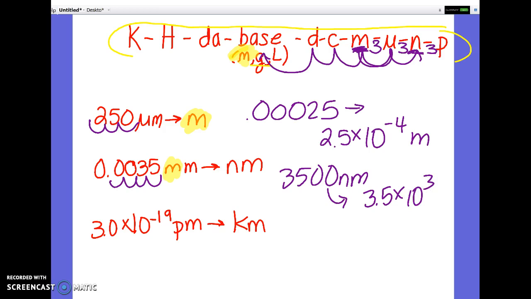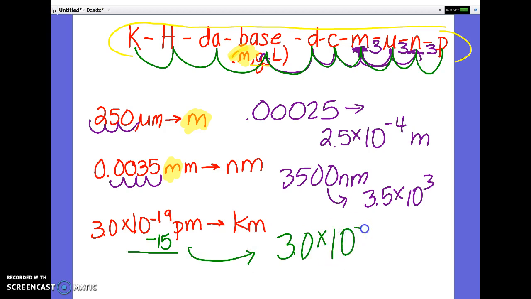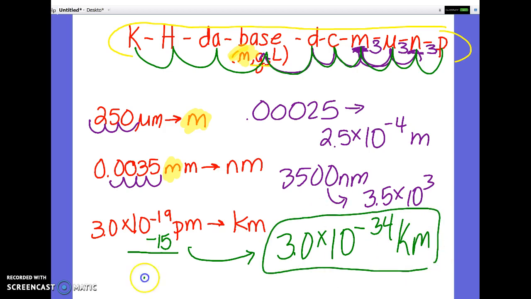The last one. You will for sure be given something that's in scientific notation to see that you know how to do one that's written that way. Picometers to kilometers. If we count our jumps, it's going to be 3, 6, 9, 10, 11, 12, 13, 14, 15. Since we're going 15 to the left, I'm making it negative. If I was going to the right, I'd make it positive, and all you have to do is add your two exponents together. So this is already -19. I'm going to add to it an additional -15. This is going to be 3.0 times 10 to the -34 kilometers. Again, if you were going to the right, then this exponent would be positive, and you'd add a positive to whatever the original one was. Okay? So that's it. That's how you do these.